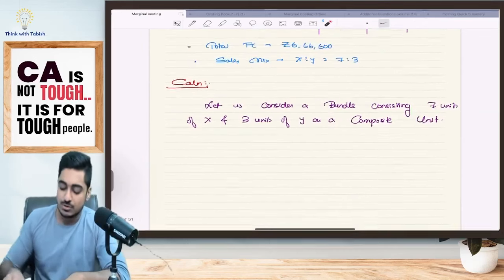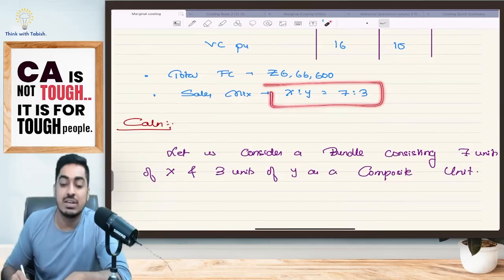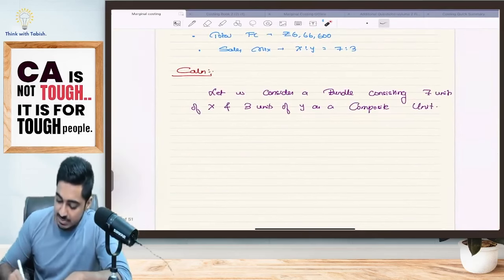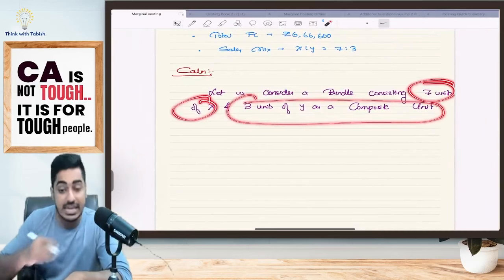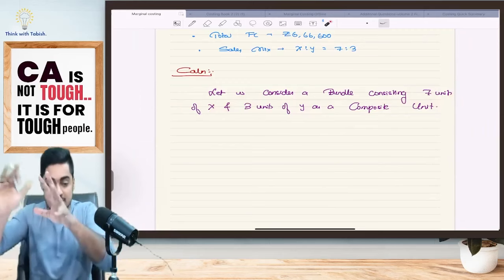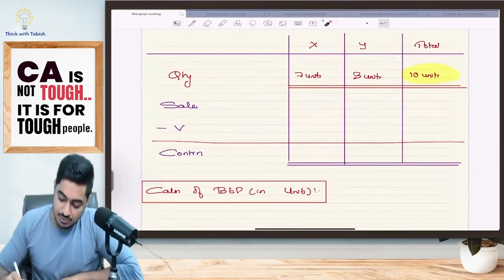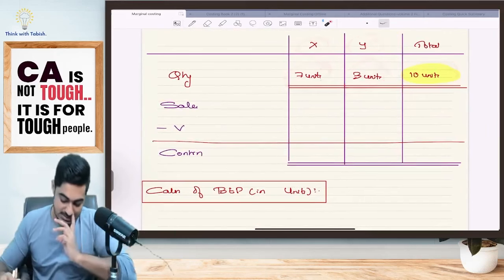Okay, perfect. So first what will I do? First I will create a bundle which consists of 7 units of X as well as 3 units of Y. So pay attention. Let us consider a bundle consisting of 7 units of X and 3 units of Y as a composite unit. So for this bundle, let me do the calculation. Simple it is going to be. Yes, in one bundle, X is going to be 7 units, Y is going to be 3 units. So total 10 units. Great.